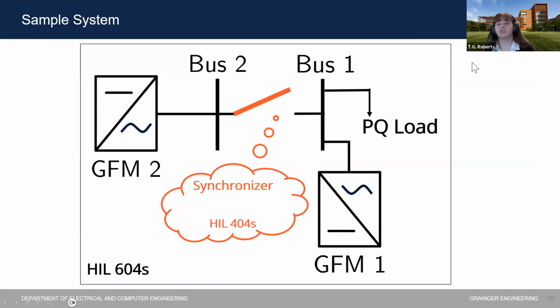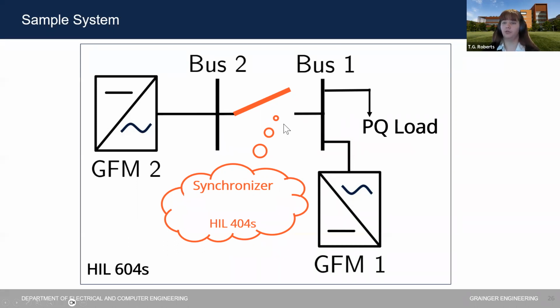So here's a sample system of some of the types of controllers that we can test on a system like this. One of the things that we have currently deployed is the synchronizer, which is what I will be showing a demo on in a minute. Say that we have this system over here on the right already running. So we have this grid forming inverter feeding this PQ load, and we want to be able to connect this grid forming inverter on the left to this system.